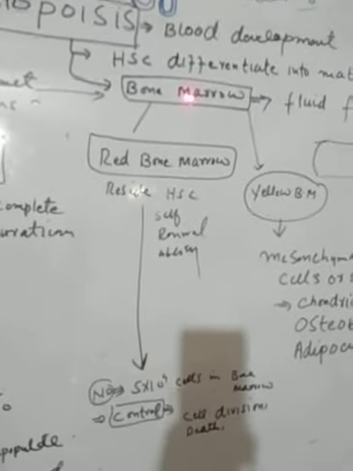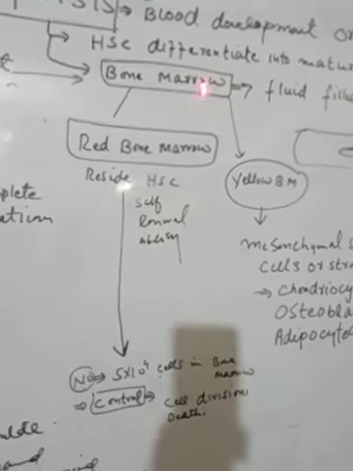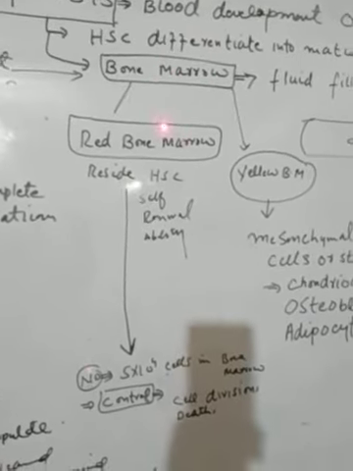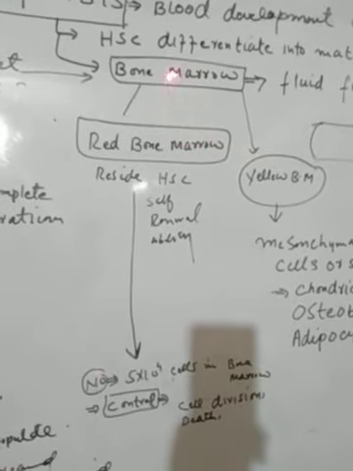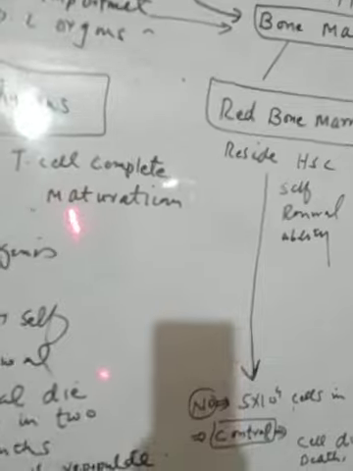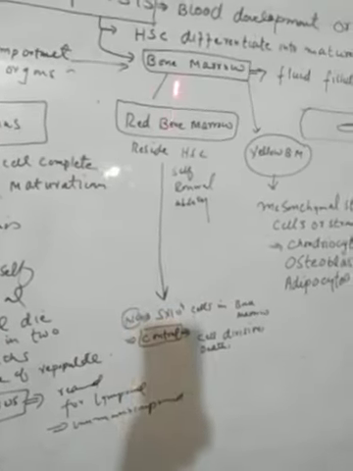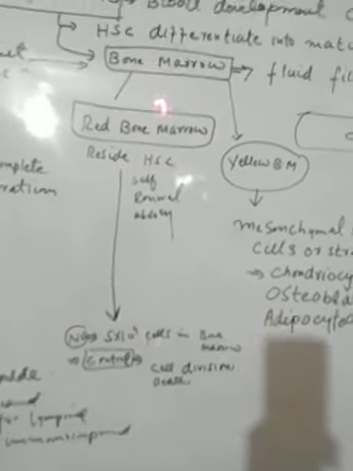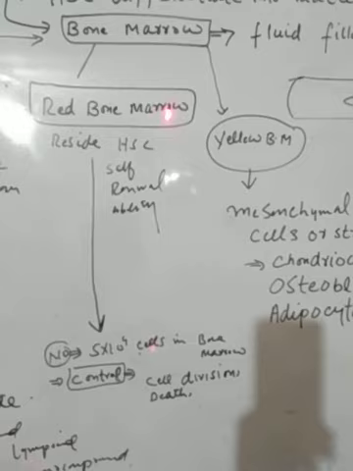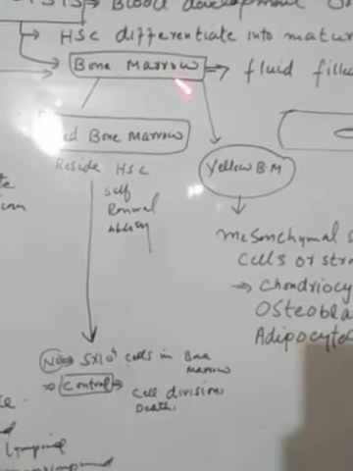In the bone marrow and in the thymus, the hematopoietic stem cell resides, and there they do their differentiation and form blood cells. But you should note that in the thymus only T cell maturation occurs. In the bone marrow, the hematopoietic stem cell resides and differentiates into the blood cells.